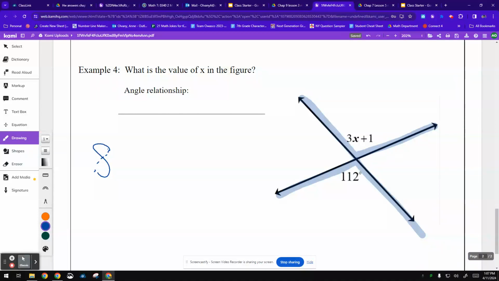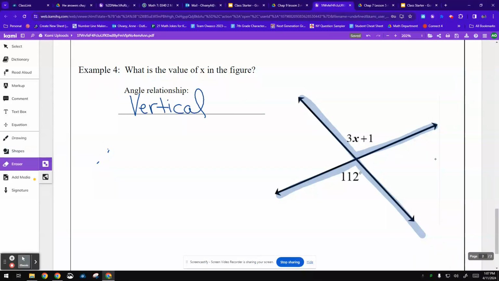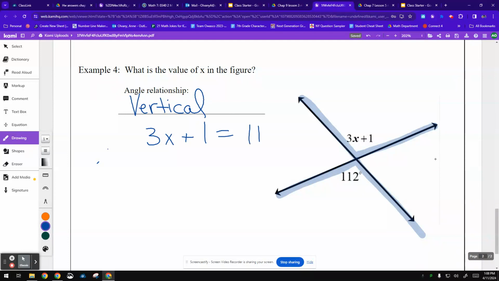They're vertical angles. They're literally pointing at each other. So the angle relationship is vertical, which means I can set them equal to each other. So 3x plus 1 equals 112. And you can go ahead and figure out what x is equal to using algebra.